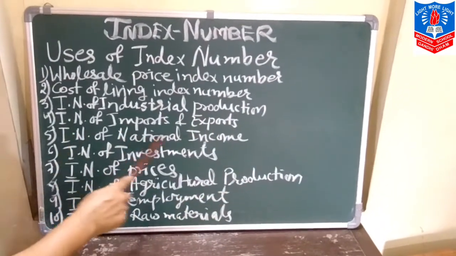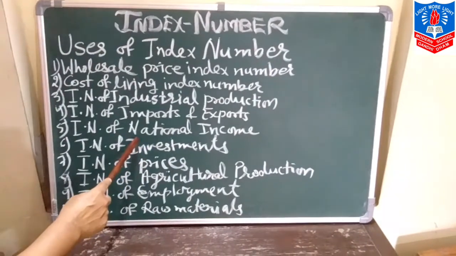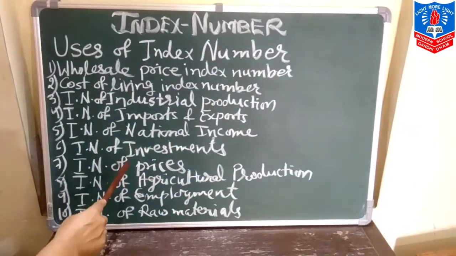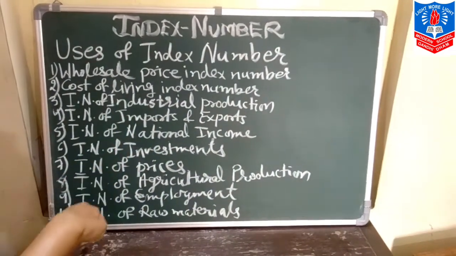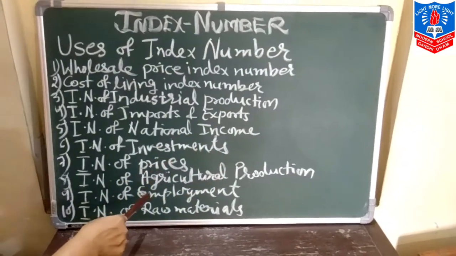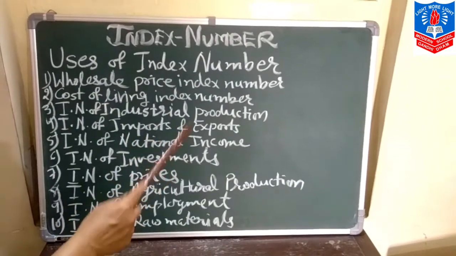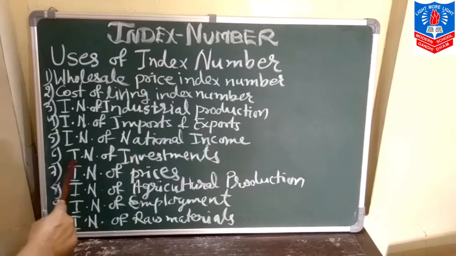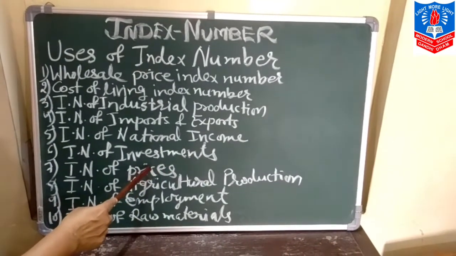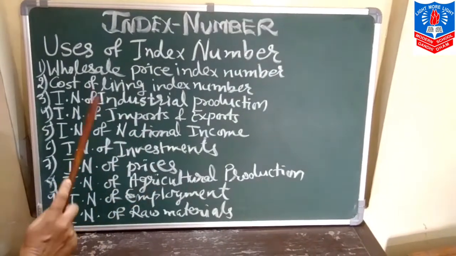Next, index number of national income. This index number is useful in studying the economic progress of a nation and in comparing the national income of our country with those of other countries. Even this index number is useful to the government in deciding targets of plans. Next, index number of investments. This index number is useful to know the changes in the prices of shares and stocks.